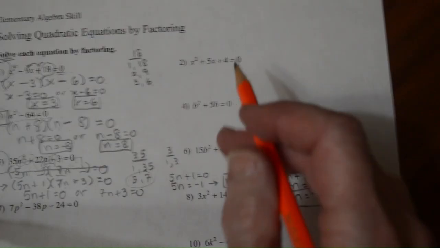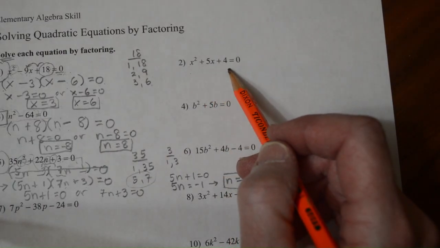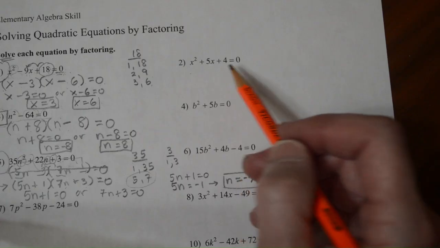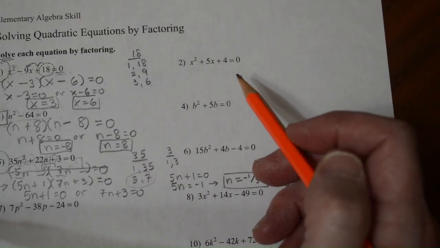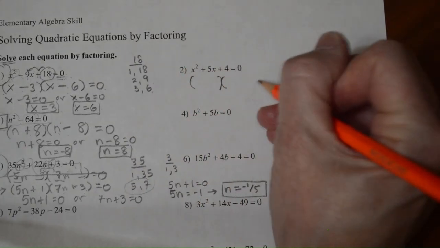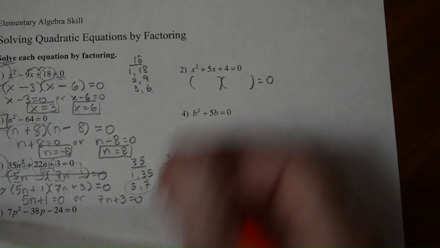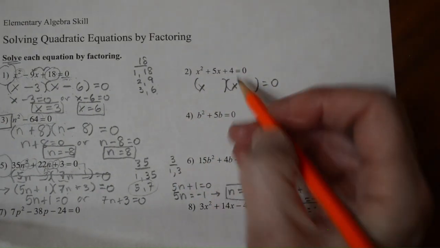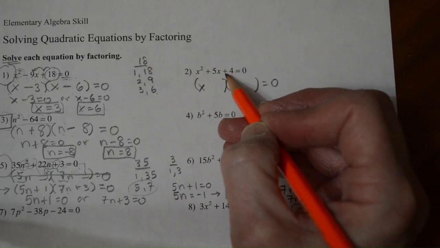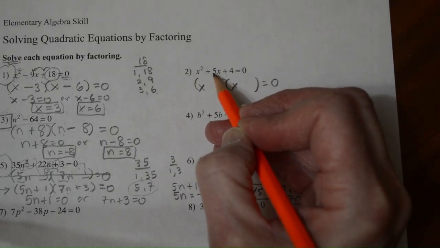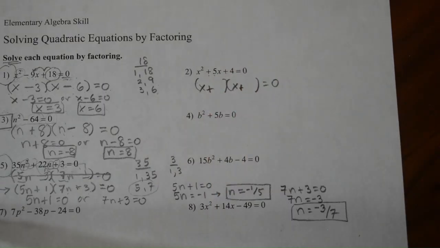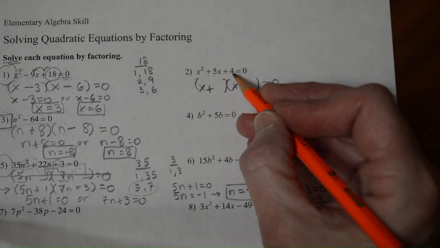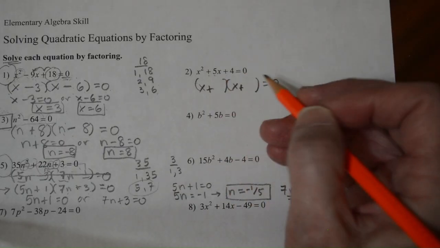So we look at that and we say GCF, nope. Difference of squares, definitely not, 3 terms. Easy general trinomial, yes. I'm going to have an x and an x. I'm looking for 2 things that multiply to 4 that add to 5. Both have to be the same sign and both have to be positive. I could go with 2 and 2, but that's going to add to 4, so I'm going to go with 4 and 1.